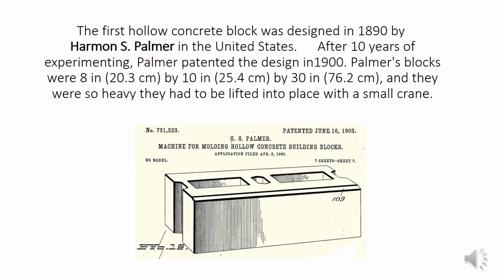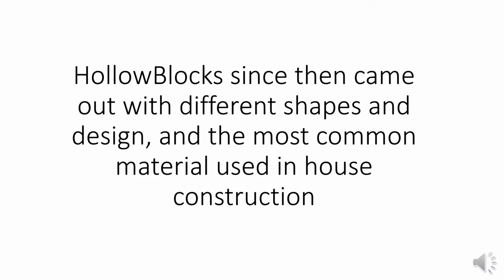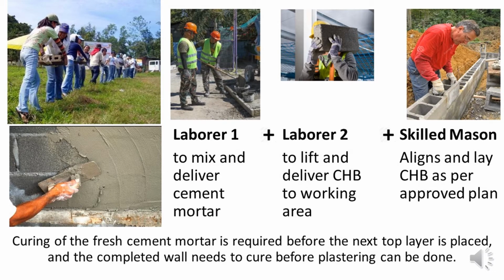The first hollow concrete block was designed in 1890 by Harmon S. Palmer. This design has been used up to this date. Hollow blocks since then came out with different shapes and designs, and it is the most common material used in house construction. In this slide, it shows how the common hollow block is being used in house construction.